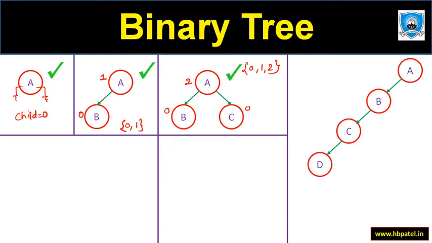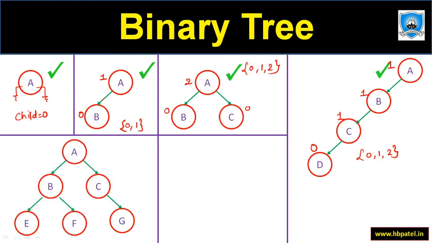Then if I have something like this, is this a binary tree? Let us count the children. For A, number of children 1, for B 1, for C 1, and for D there is no child. Since it is between 0 and 2, yes, this is a binary tree. How about this? Let us count again. For A, number of children 2. For B, number of children 2 again. For E, F and G no child, and for C only one child. So you can see either 0, 1 or 2 children. So yes, this is a binary tree.